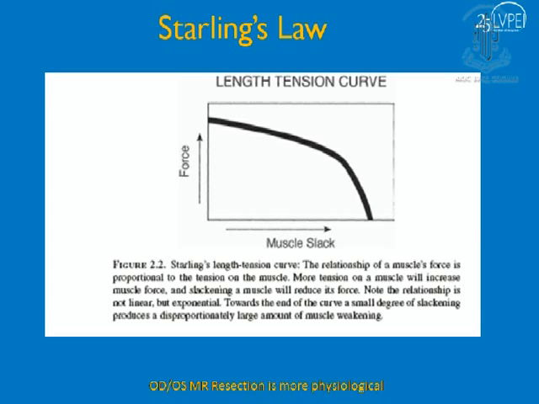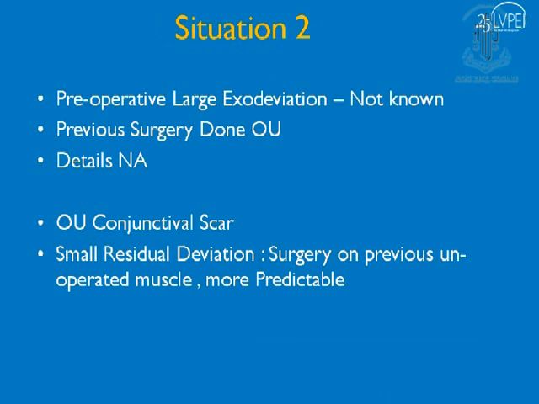Coming to a second scenario, when the patient had a preoperative large exodeviation, but we don't know what amount of surgery was done, we can determine from the conjunctival scars that the patient has again undergone LR recession in both eyes, and there is only a small amount of residual deviation remaining. We expect that a large amount of LR recession would have been done, and again it will be useful to operate on the previously unoperated muscle.